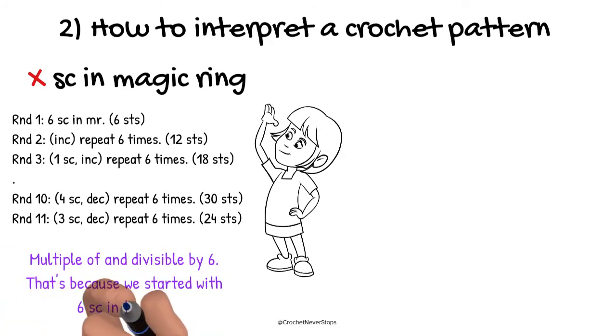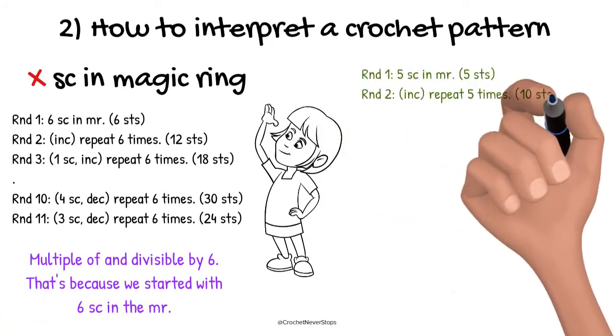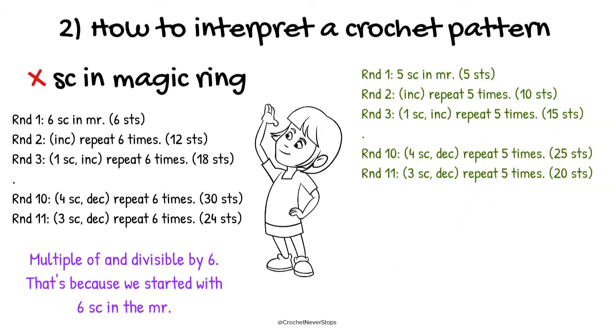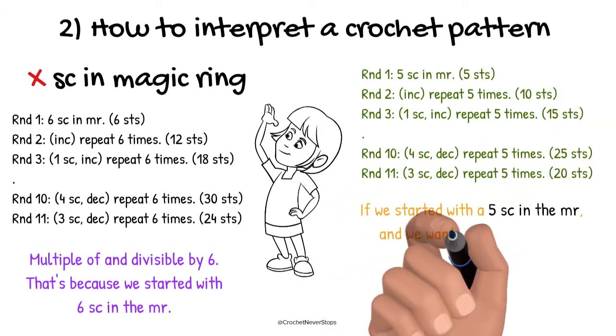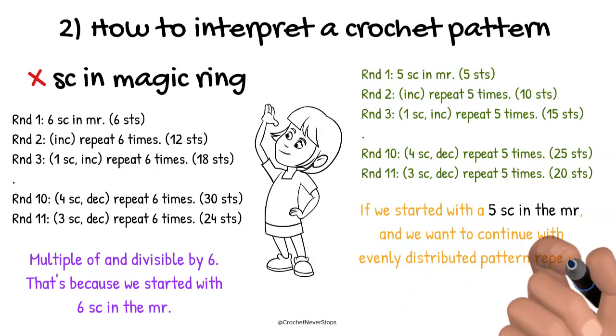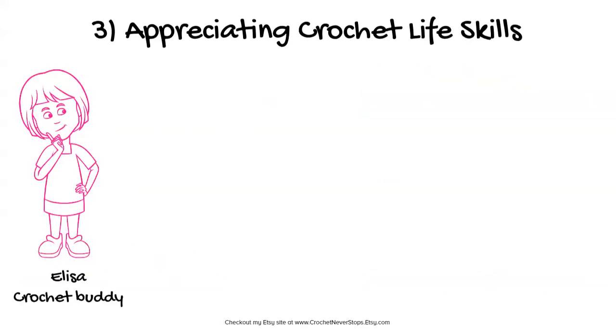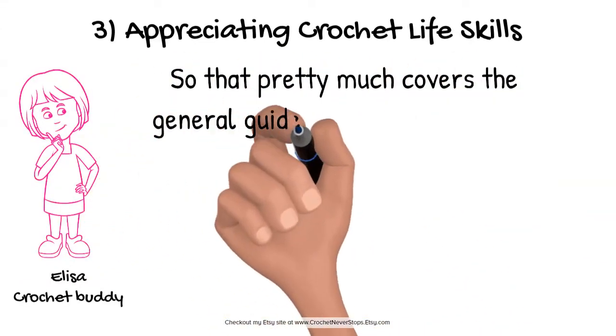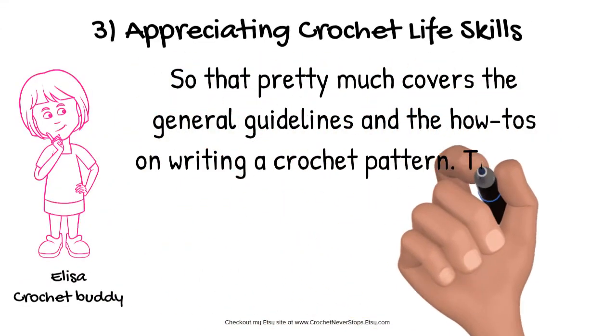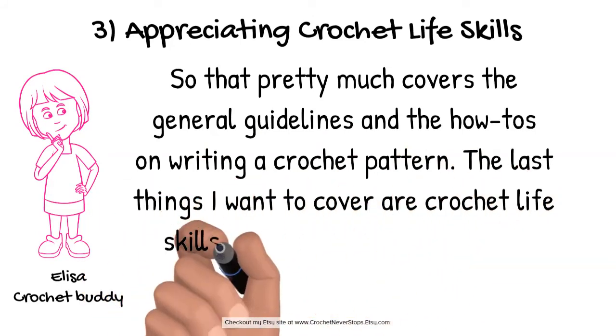So in previous scenarios, we had a multiple of 6. That's because we started with 6 single crochets in the magic ring. Well, if we started with 5 single crochet in the magic ring and we want to continue with an evenly distributed pattern repeat in the rounds, we will have a repeat times of 5: 5, 10, 15, and so on. So that pretty much covers the general guidelines and the how-tos on writing a crochet pattern.